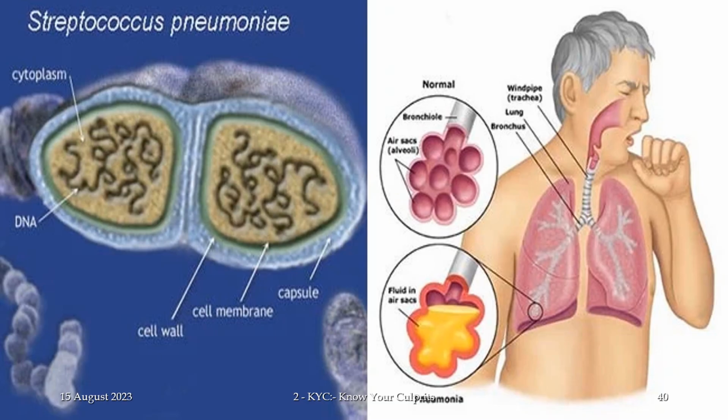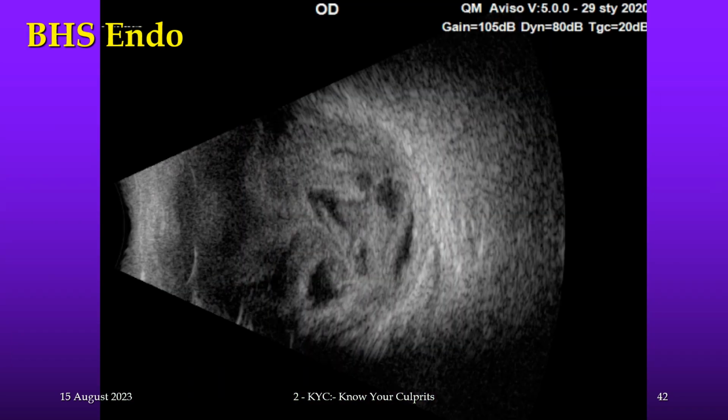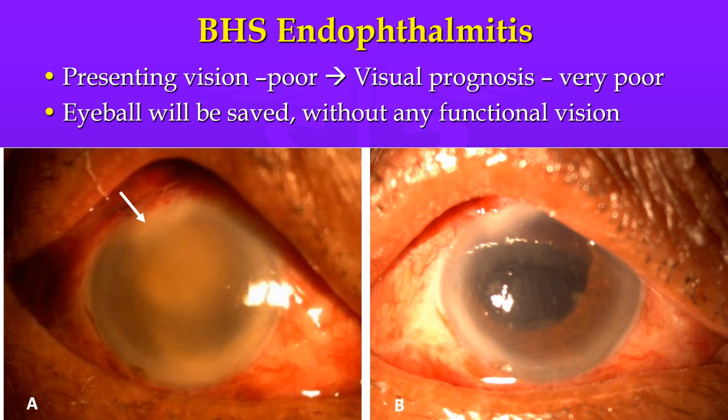Streptococcus pneumoniae is a commensal of the mucosa of the human upper respiratory tract. Coughing and sneezing, especially without proper type and position of mask on the face of staff, patients, relatives or doctors, can shed these bacteria in the OT air as well as on the surgical field. Beta hemolytic streptococci endophthalmitis is usually very severe and very virulent. The vitreous cavity is highly infiltrated and highly inflamed. Presenting vision is very poor and visual prognosis is also very poor. In general, the eyeball will be saved without any functional vision.